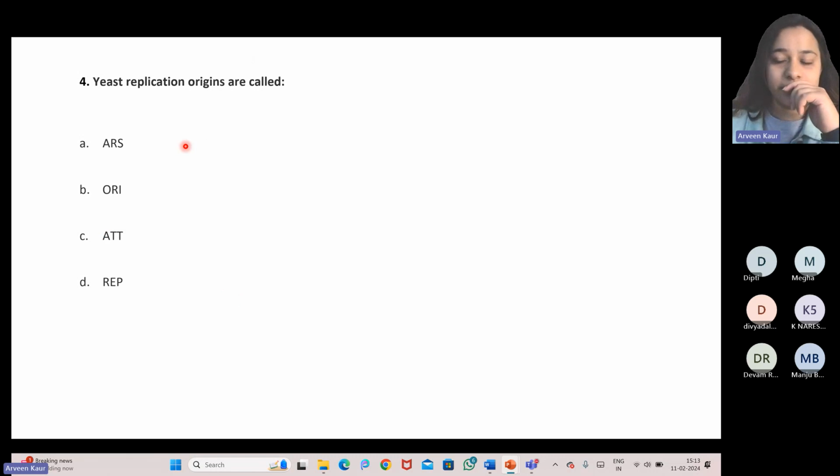So, question number 4 is something that you will have to recall using your memory regarding last week's lecture. And the question is, the yeast replication origins are called which one of these? ERS, ORI, ATT, or REP?